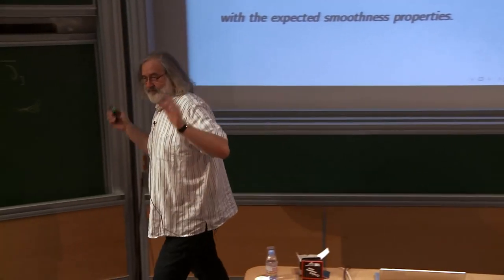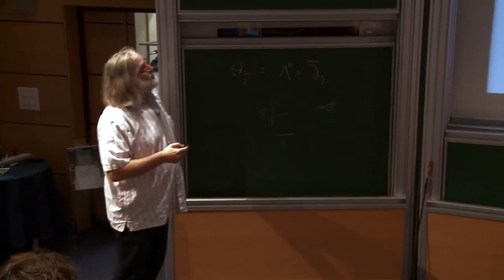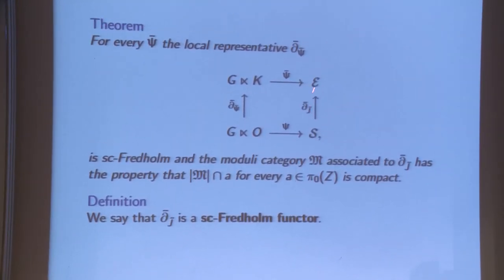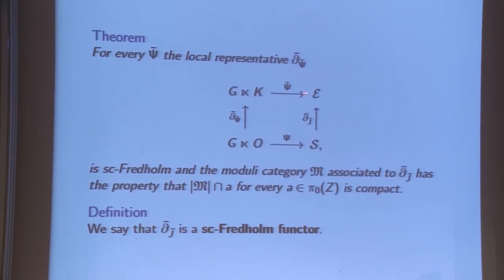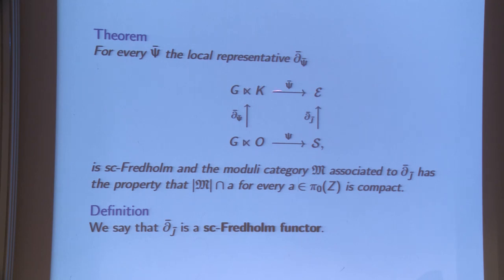Is that sort of clear? Okay, so now you take the Cauchy-Riemann functor, and it goes from here to here. Just look at this composition here, then it lies in the image of this one, and you get a local representative. And it turns out it's SC Fredholm, which was defined by Katrin and Joe.